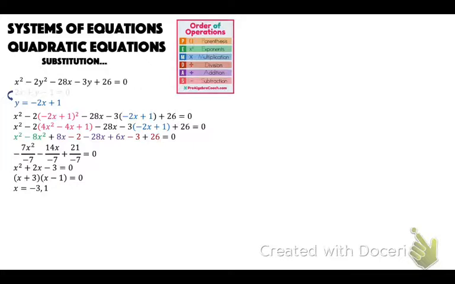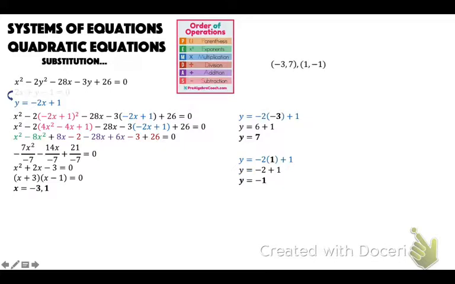So again, we're going to have two answers for this one. So I'm going to plug that in now for the bottom equation. So I'm going to plug negative 3 in first, which you get 6 plus 1, which is 7. So our first ordered pair is negative 3, 7. Then I'm going to plug in the 1, so negative 2 times 1 plus 1 is negative 2 plus 1, which is negative 1. So then the second ordered pair is 1 comma negative 1. Okay.